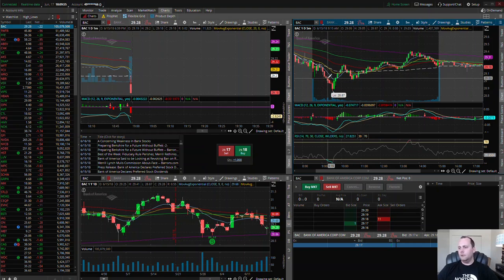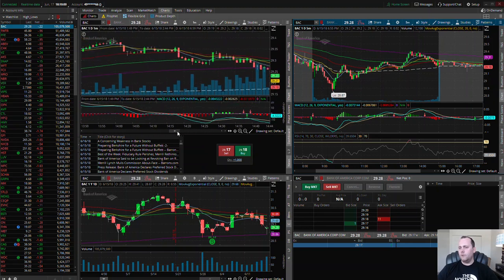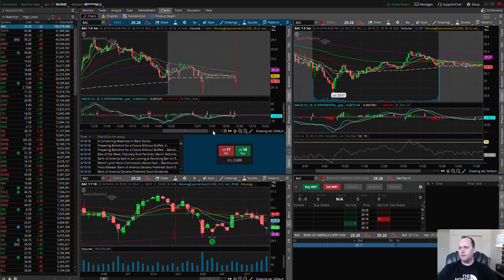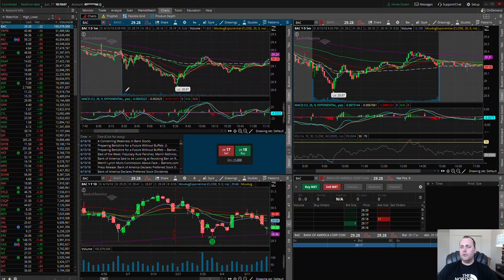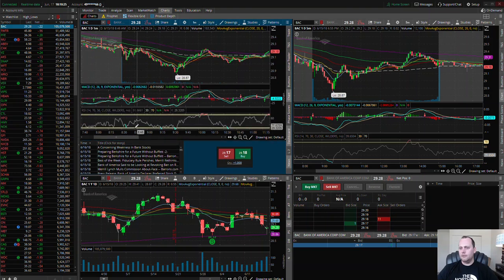So at this point, let me zoom out a little bit. I'm going to go over to the 1-minute chart. Basically the lowest point right here on the 5-minute chart, this is it right here. And this is that long free fall right there. And what I'm going to do here is pull this down a little bit.